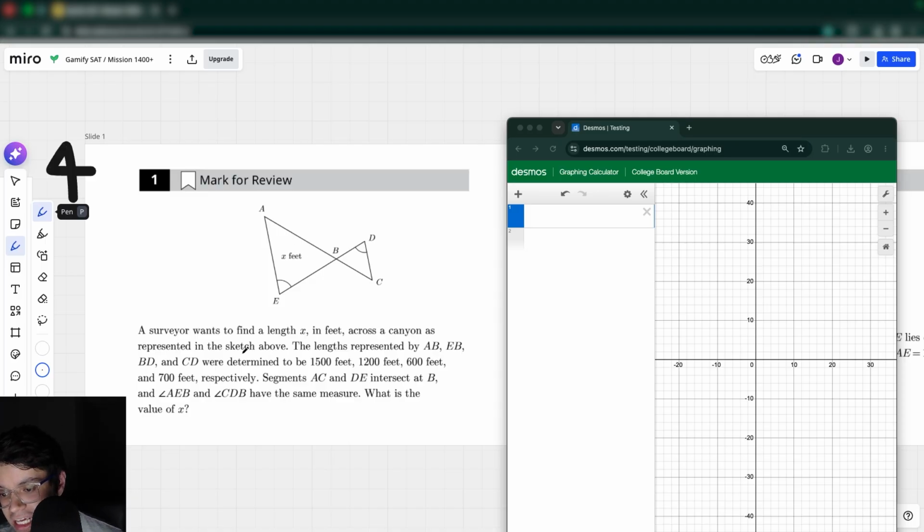Lengths are AB, EB, BD, and CD. So AB would be 1500, EB would end up being 1200, BD would end up being 600, and CD would end up being 700. They say they intersect at B, obviously, and they have the same angle measurement here and over here, which would be the value of X, which by the way is just A to E. So in case you're confused on that, that's what X is.